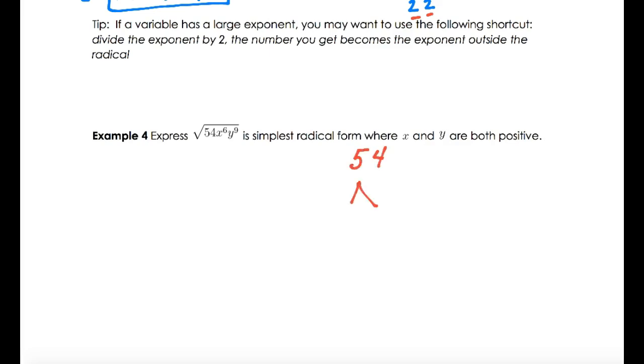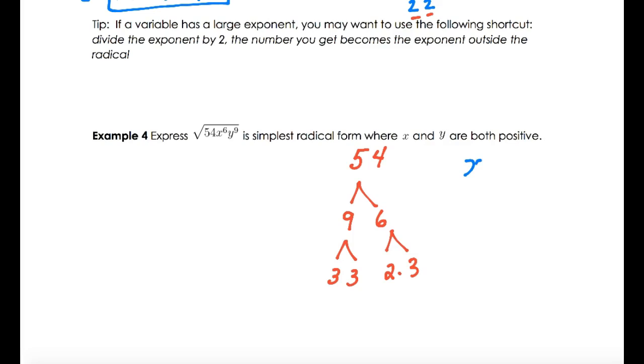54 is 9 times 6. 9 is 3 times 3. Those are prime numbers. We're done. 6 is 2 times 3. So those are prime numbers. 54 is done. Now let's use our hint.